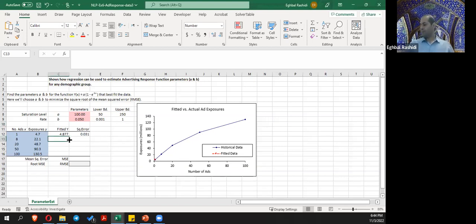So how should we approach this? Based on different values that we try for parameters A and B, which are going to be our decision variables, I'm going to find the fitted function. And this is basically the same function that you can see here. It's going to be this function.